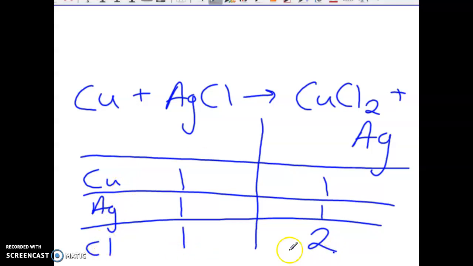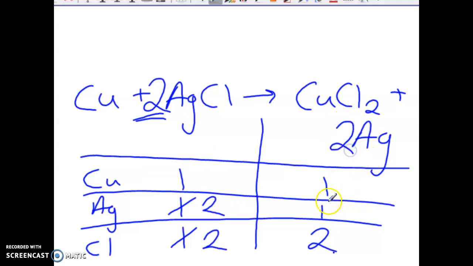For chlorine, we can see we need another chlorine on the reactant side. Remember, you cannot just add a number to the bottom. You have to add a big number in front. What that does is change chlorine to 2, but it also changes silver to 2. So then you come back over here and say, okay, now we need 2 silver. Once you have all of your atoms balanced, with the same number on either side, you are done.